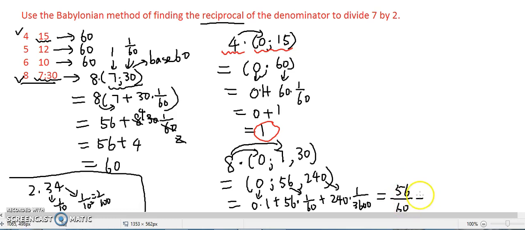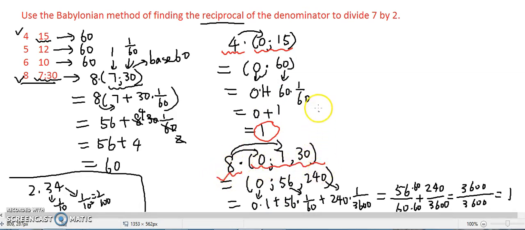So 240 over 3600. If we equalize the denominators, multiplying by another 60, and add them, we should have 3600 over 3600, which is also equal to 1. So these two numbers are what we call reciprocals if they multiply to get 1.